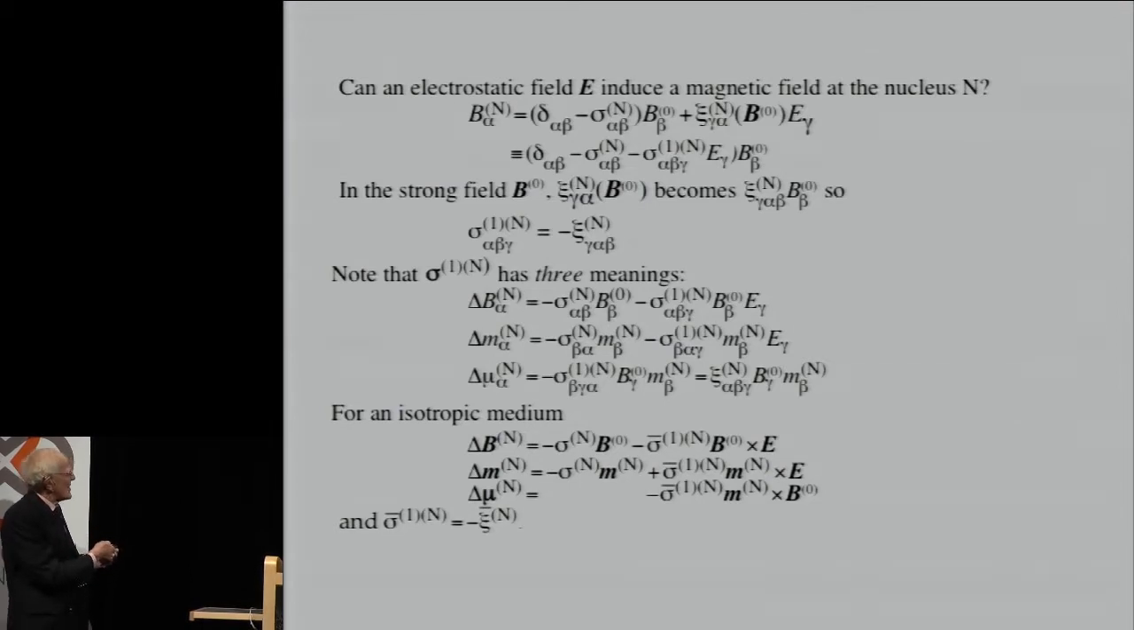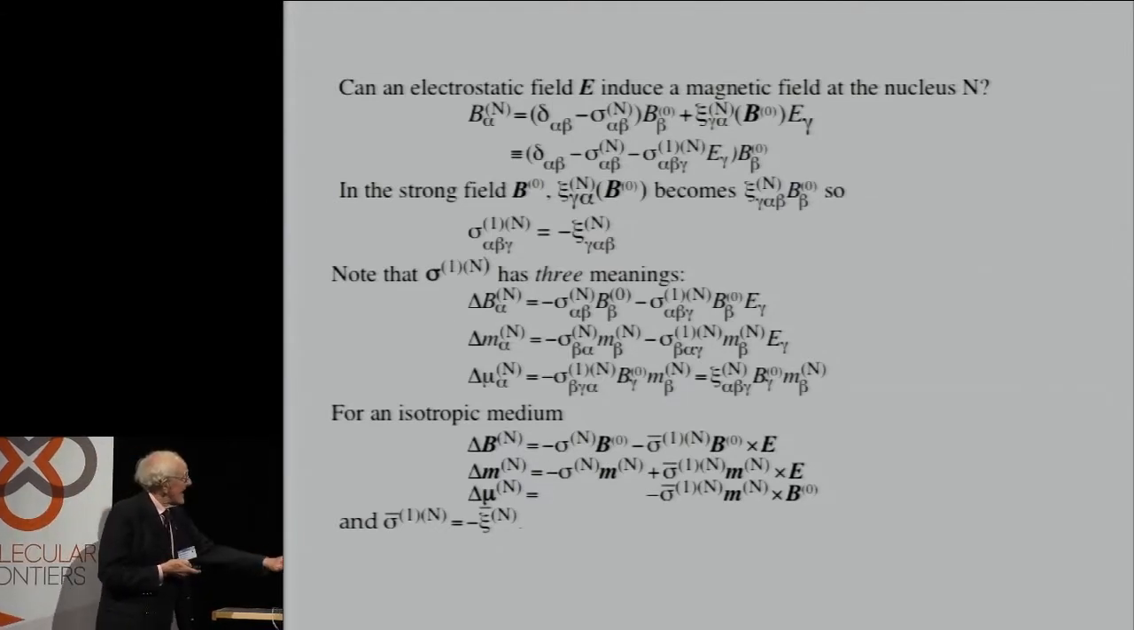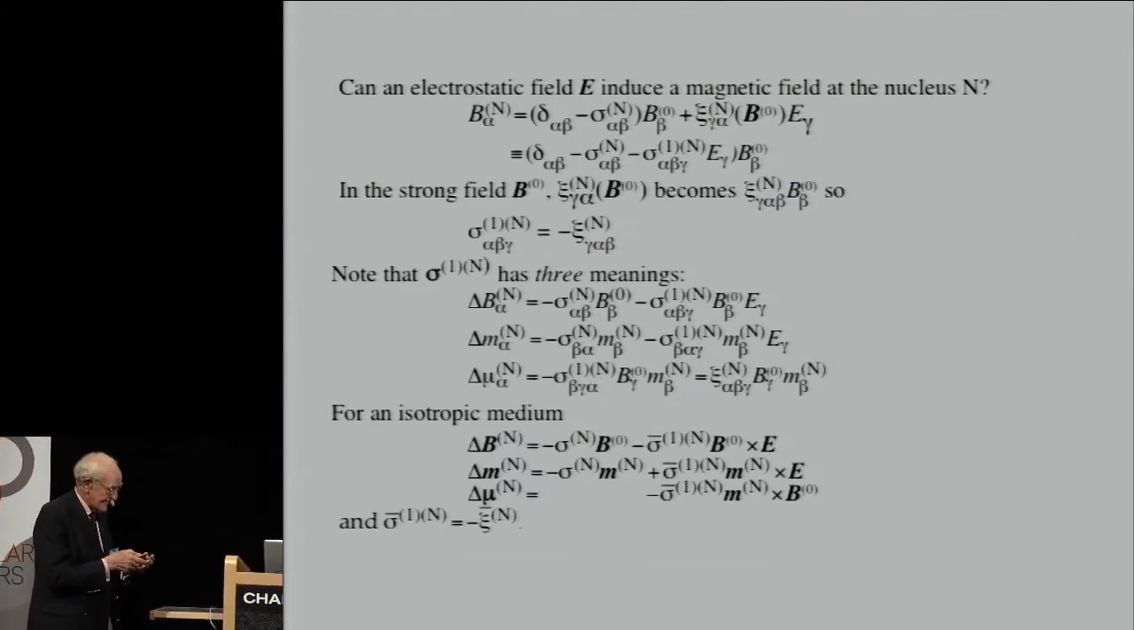If it was an isotropic medium, it simplifies to vector products: the magnetic field and the electric field will induce a magnetic field at the nucleus. The magnetization times the electric field will induce magnetization. And finally, the electric dipole of the system is the vector product of the magnetization and of the magnetic field.